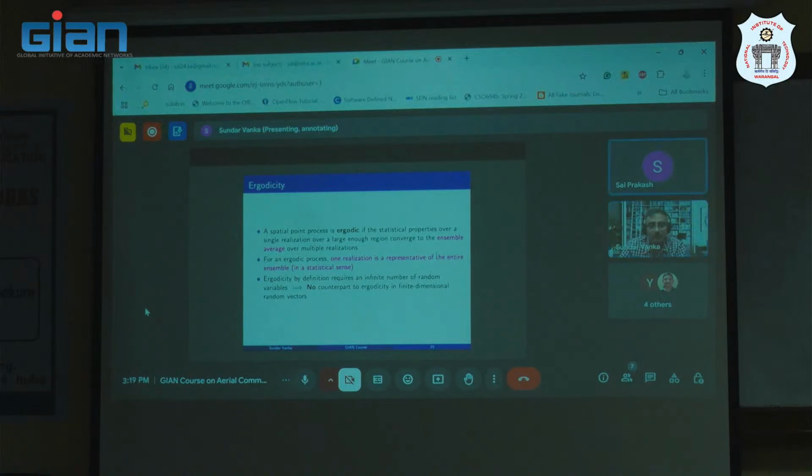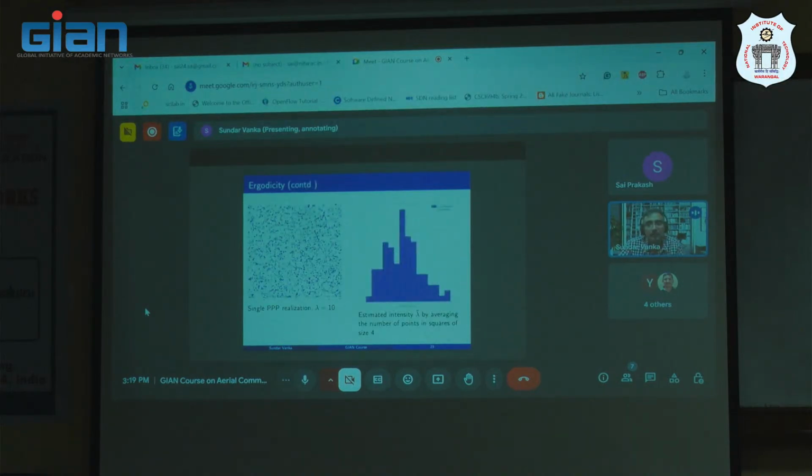It depends on the distribution of the points, correct? That's how the points are distributed. Correct. So you can see clearly that ergodicity by definition requires an infinite number of random variables. You cannot live with finite-dimensional ergodicity. It doesn't make sense. So we'll see a very concrete example of what I mean.